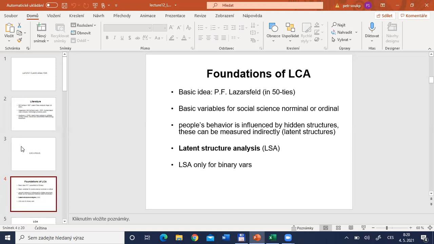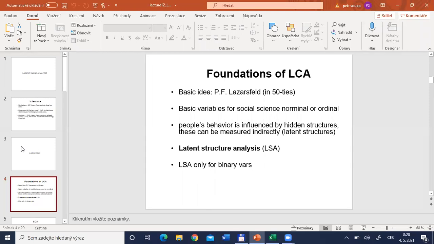observe people's behavior or people's attitudes, these phenomena are influenced by some hidden structures that are somewhere behind the answering of questions. And these hidden structures could be measured indirectly. So once again, the same principle as for exploratory or confirmatory factor analysis, only in the realm of nominal and ordinal variables. And Lazarsfeld coined this technique by the name latent structure analysis, or LSA.